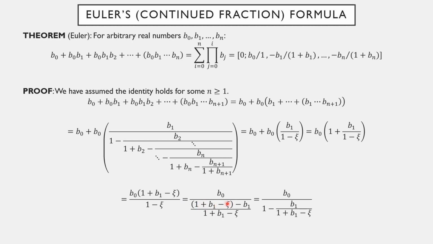But now look what we have down in our denominator. We have this over itself minus b1 over that. So 1 minus b1 over that. But now look what happens. If you were to replace xi, that was b2 over 1 plus b2, etc. So we have b naught over 1 minus b1 over 1 plus b1 minus b2 over 1 plus b2 all the way down to index n plus 1. That's exactly the general pattern we were hoping to establish. We've completed our inductive proof.